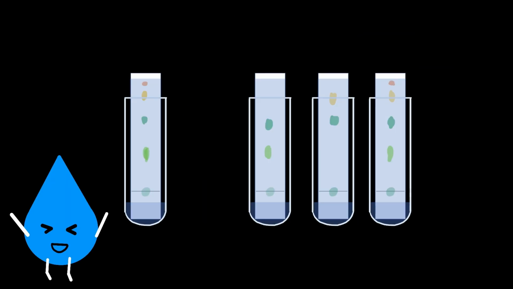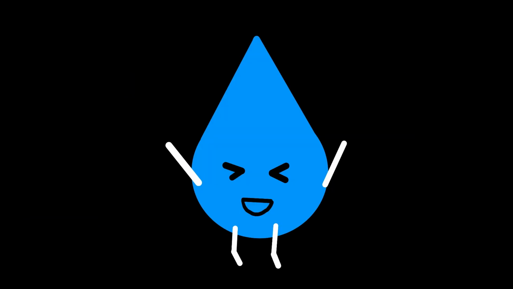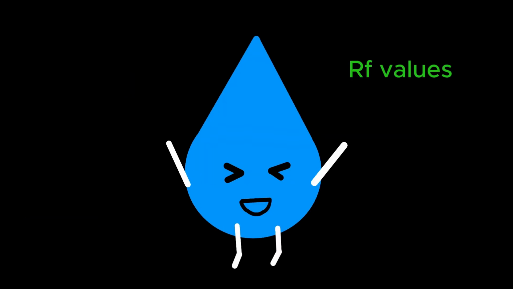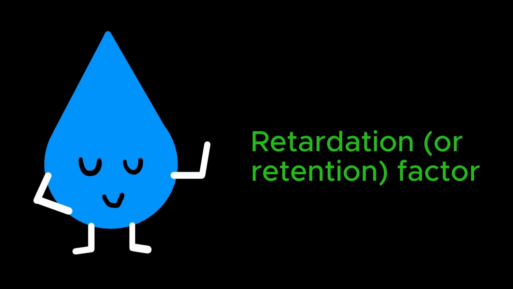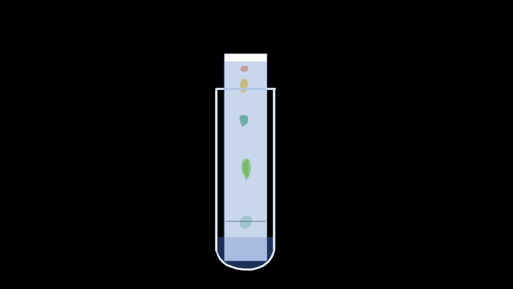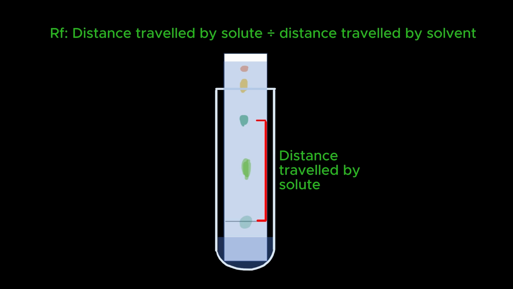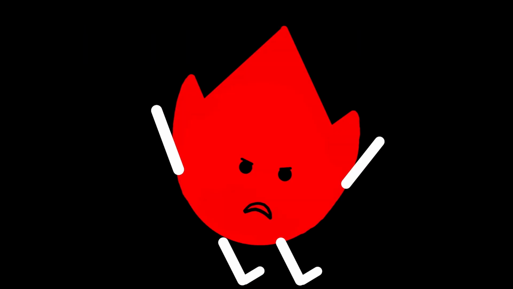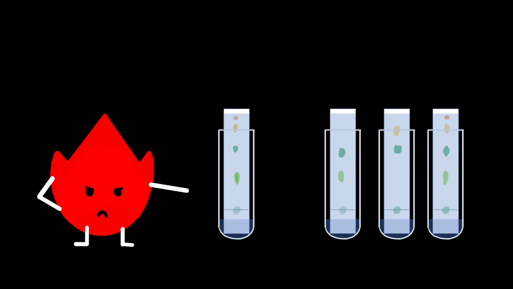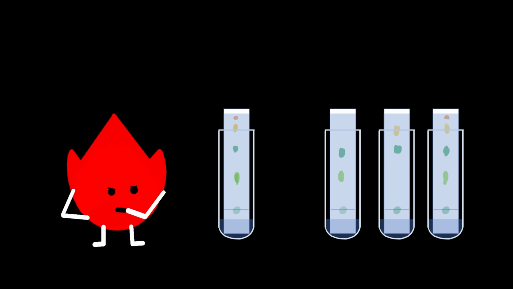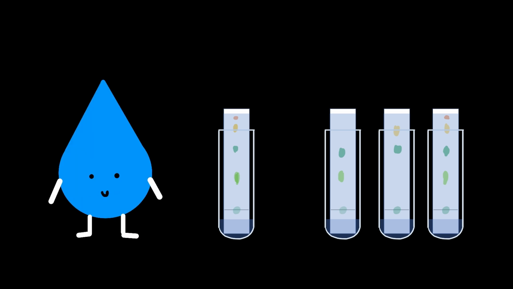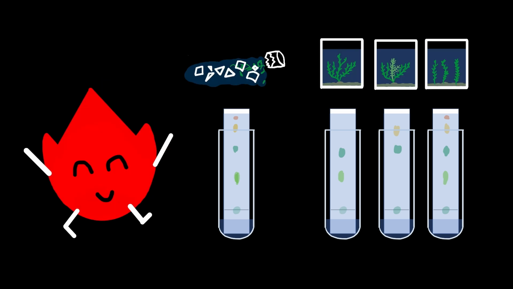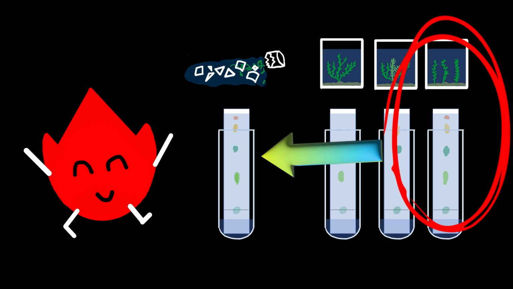The chromatograms are ready. Let's work out the RF values. The what? The retardation or retention factor. You can calculate it by dividing the distance traveled by the solute by the distance traveled by the solvent. Is that relevant? All these solvents have traveled the same distance, so can't we just compare them by eye? Oh yeah, you're right. Look, this must be Campbell's.